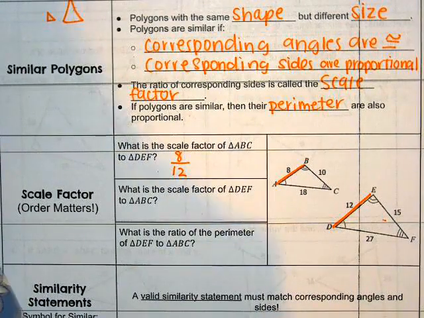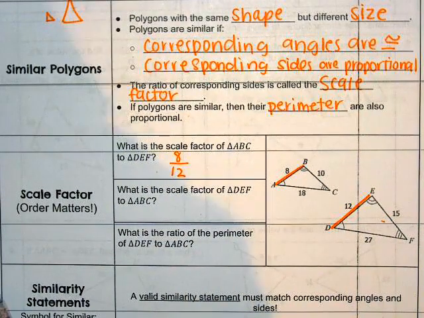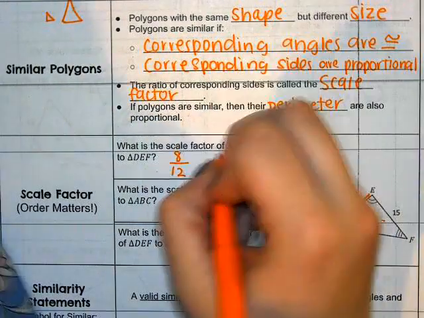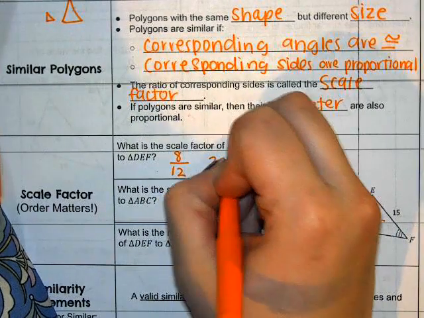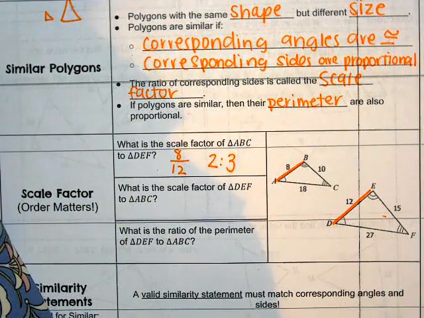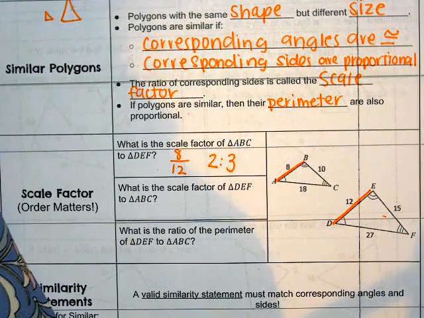Remember, they are proportional, so you can do it like this. This is not a simplified ratio, so that means I've got to simplify it. I'm going to put it in my calculator, and it is going to give me a ratio of 2 to 3. So my scale factor for triangle ABC to triangle DEF is 2 to 3.